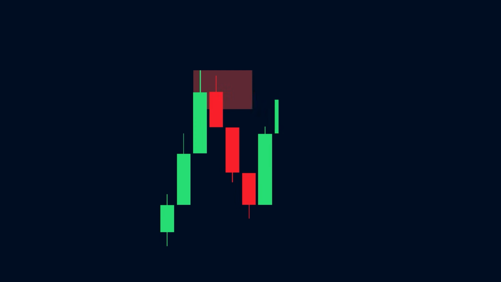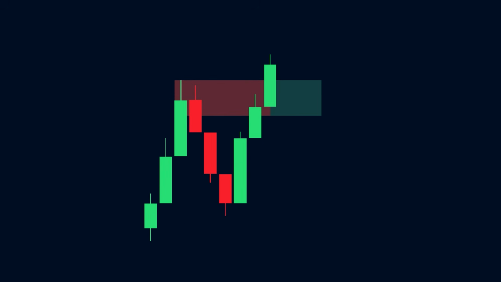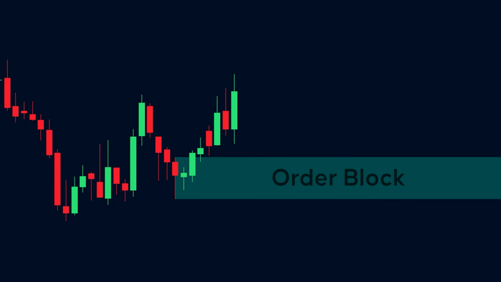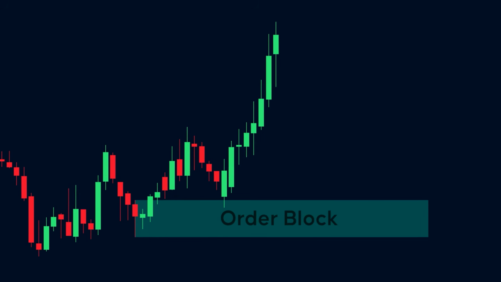Before we can talk about breaker blocks, you need to understand order blocks. This is non-negotiable. Breaker blocks are simply failed order blocks, so if you don't know what an order block is, you'll miss the entire concept. Here's the simple definition. An order block is an area packed with unfilled limit orders. When price hits that zone, you see explosive reactions.